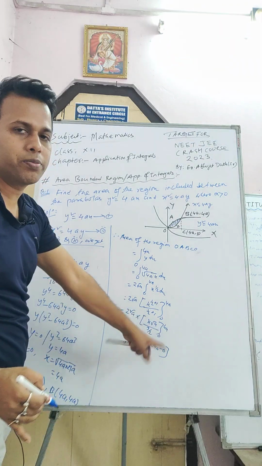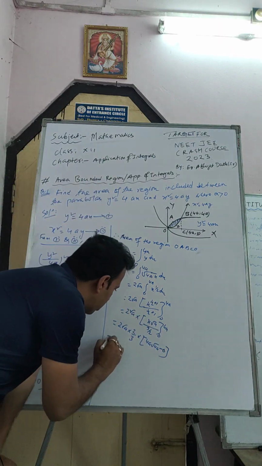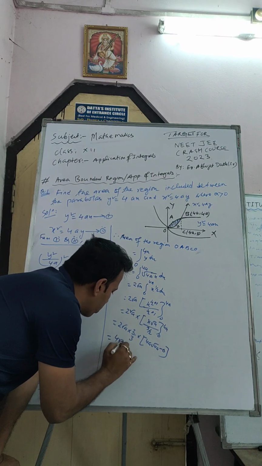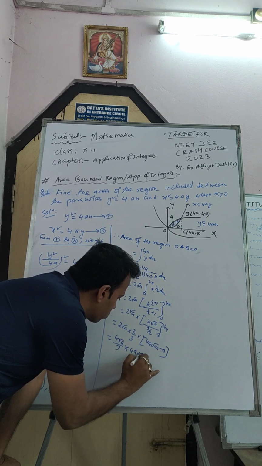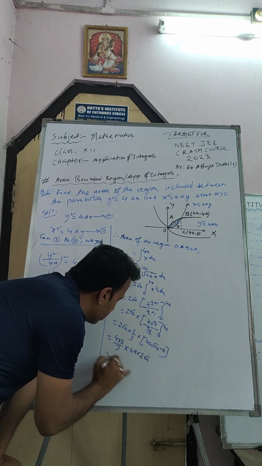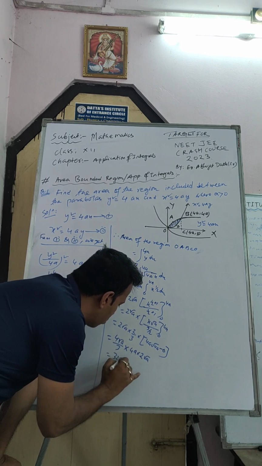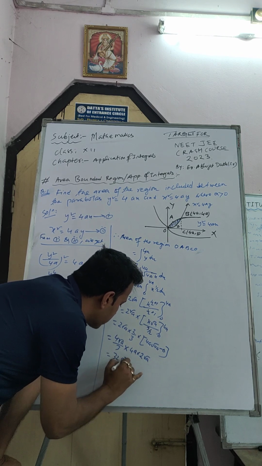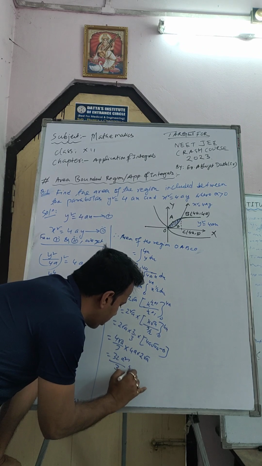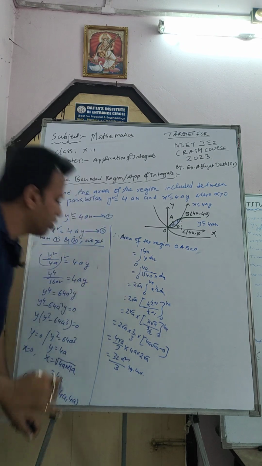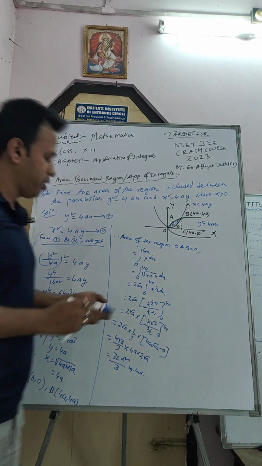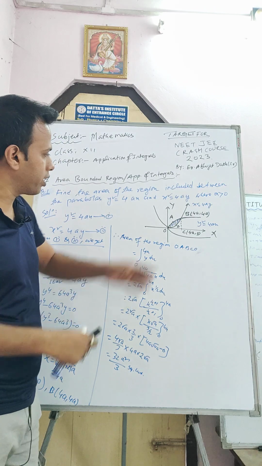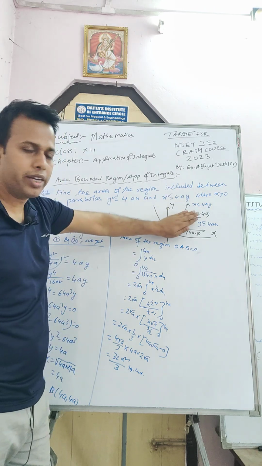I put the upper limit minus the lower limit, and after simplification it will be 4 root a by 3, and here 4a into 2 root a. So it will become 32a square by 3 square unit. Which area is this? This whole area, OABCO. Got my point?